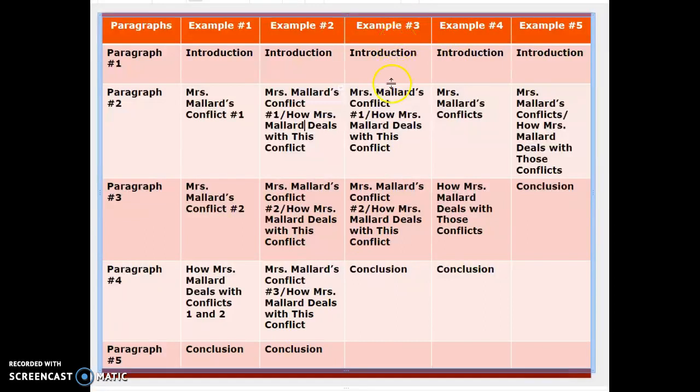Sample 3, how you might structure your essay. Again, introduction to start with. Then you might discuss Miss Mallard's first conflict and how she deals with the conflict. Then you might discuss her second conflict and how she deals with the second conflict. And in this example, only two conflicts are discussed.